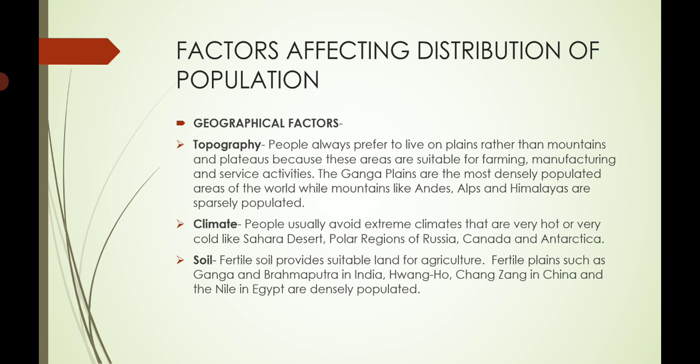Okay, next is the soil. Fertile soil provides suitable agricultural land, so there is more production from there. Fertile plains such as the Ganga and Brahmaputra plains in India, the Hwang Ho and Chang Jiang in China, and the Nile in Egypt. These areas, or areas near them, are very densely populated, meaning you will find more people here.